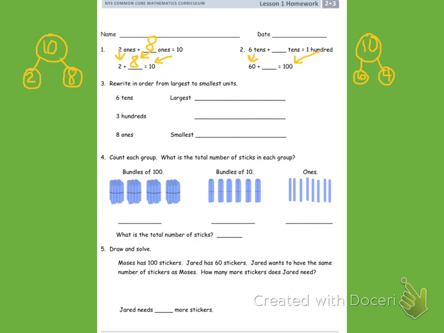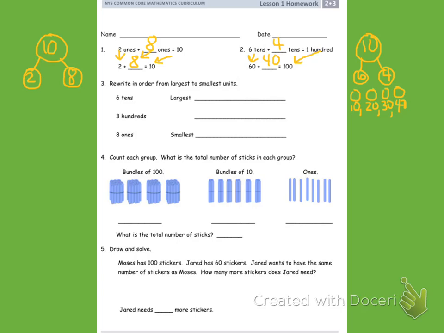So if I put a 4 here on the first line, I have to think to myself, what's the value of 4 tens? Well, if I count by tens 4 times, I get 10, 20, 30, 40. So on this line, I'll write 40.